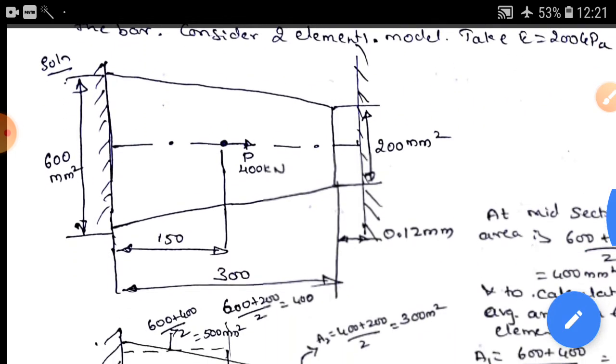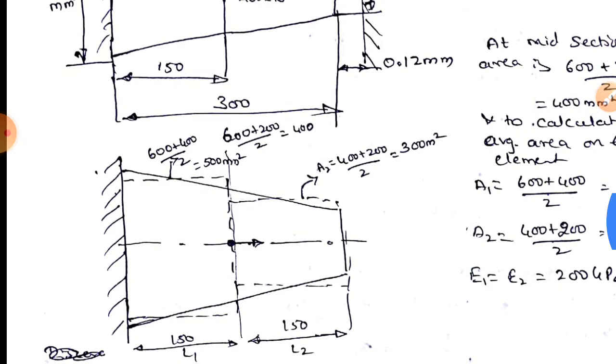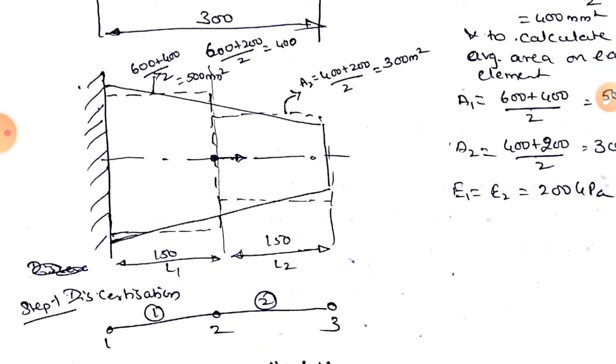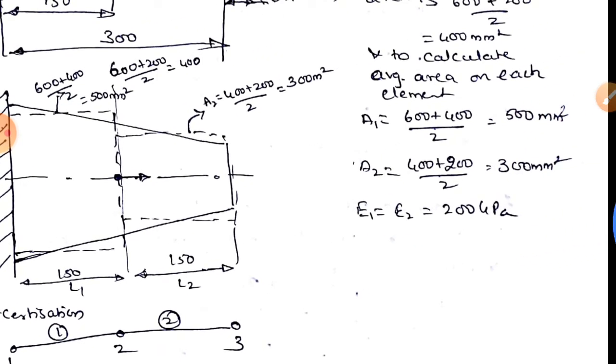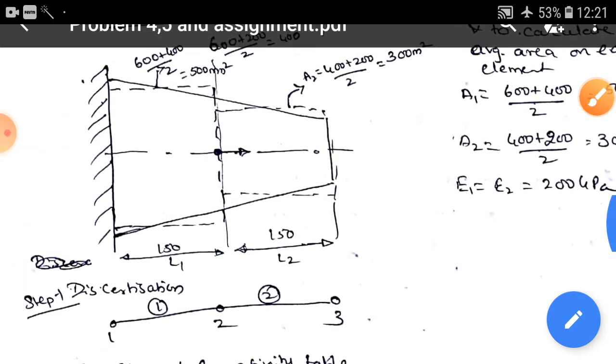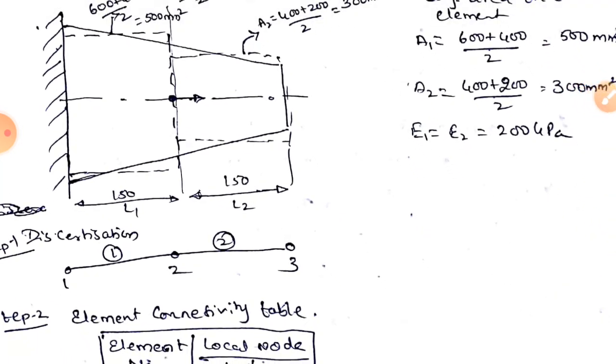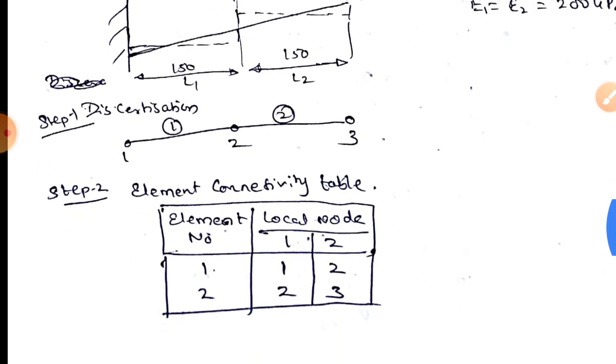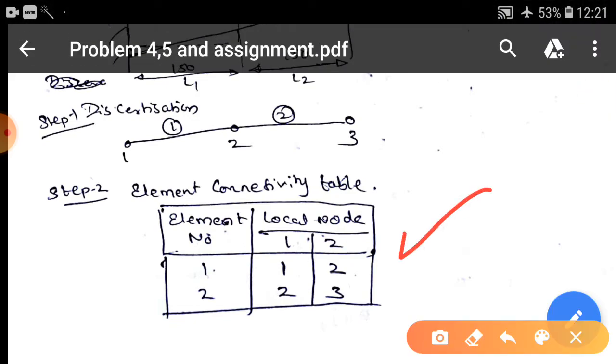Just check out the steps. We have determined initially the area of the area 1 section and area 2 section. The area at the first section is 500 mm square, the area at the second section is 300 mm square. Because the material is the same, Young's modulus remains the same, E1 is equal to E2, 200 GPa. First step, discretization is done. Nodes 1, 2, 3. Element 1 is between node 1 and 2. Element 2 is between node 2 and 3. That is our connectivity table.